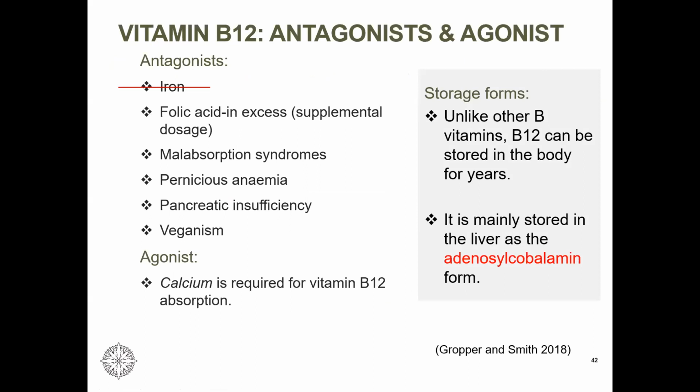Antagonist and agonist for B12: you can see I've deleted the first one because I inherited these slides and I tried finding support of iron as an antagonist for B12, but I failed to find any research support and it's definitely not in the book. So just delete that. Folic acid in excess supplemental dosage can result in masking B12 deficiency, the point that Catherine was making earlier. The reason being that they support each other in one carbon metabolism where folate is getting activated.